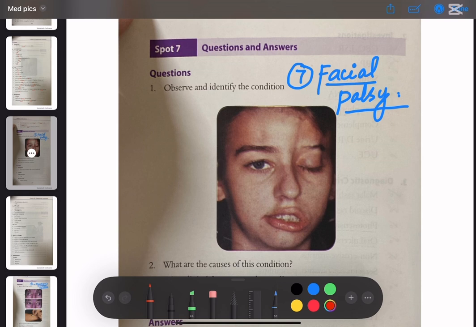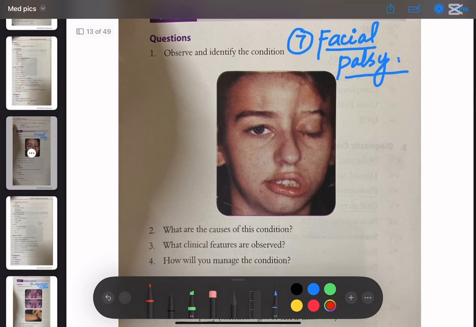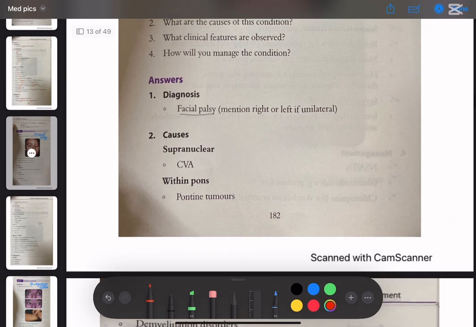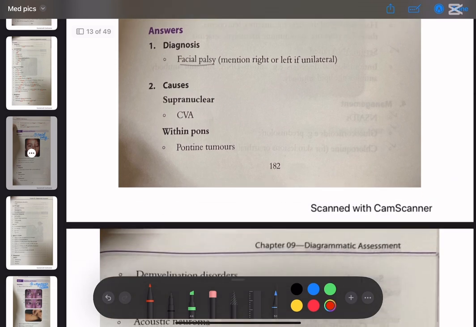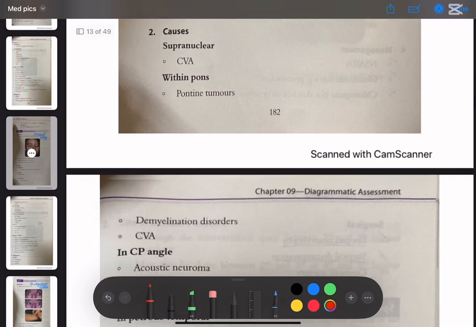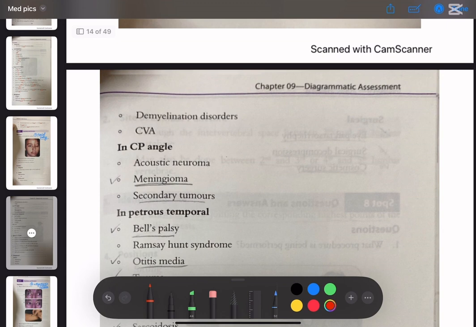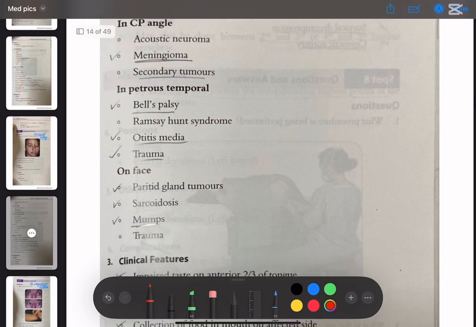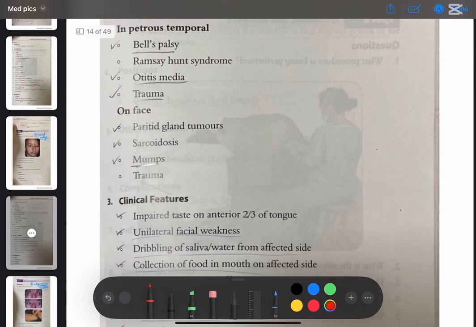So this is facial palsy. What are the causes, what are the clinical features, and how will you manage? The causes are supranuclear, which is cerebrovascular accident, and within the pons are pontine tumors and demyelination disorders and CVA. In the CP angle: acoustic neuroma, meningioma, secondary tumors. In the petrous temporal: Bell's palsy, Ramsay-Hunt syndrome, otitis media, and trauma. On the face, there will be parotid gland tumors, sarcoidosis, mumps, and trauma.